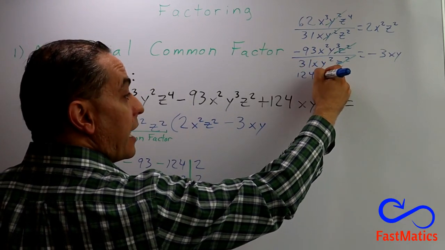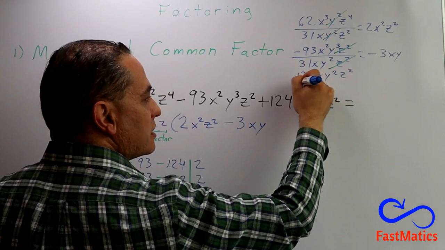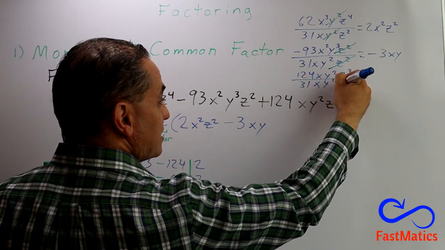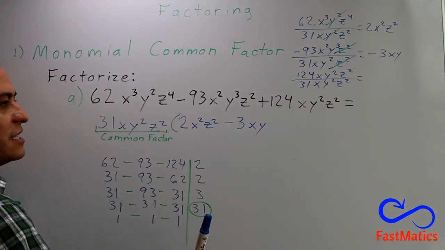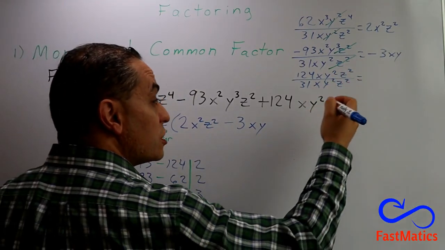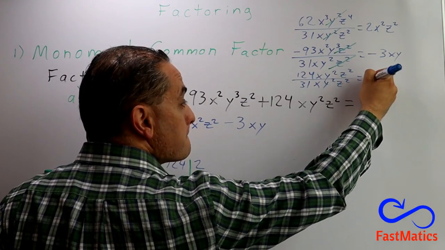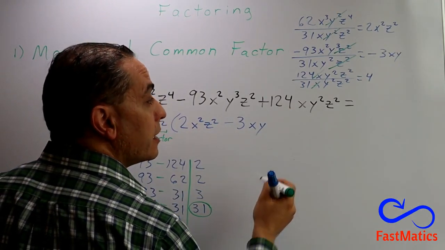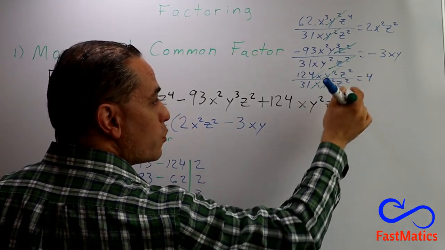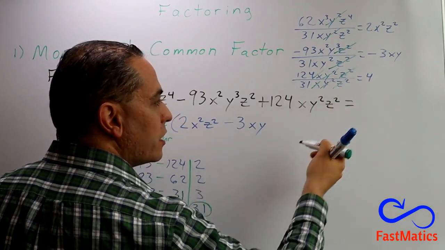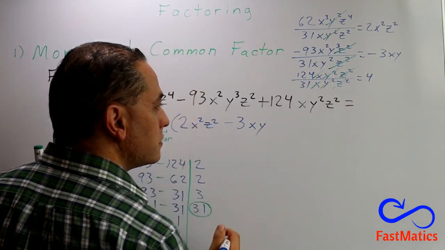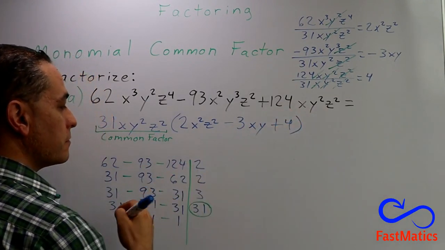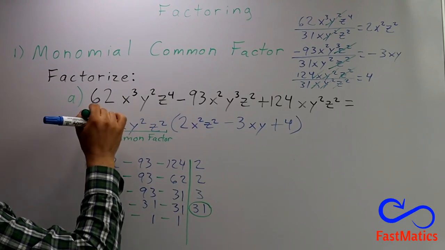Finally, I'm going to divide the third term by the common factor. 124 x y squared z squared divided by 31 x y squared z squared. And here I can see that 124 divided by 31 is 4. X divided by x, goodbye. Y squared divided by y squared, Z squared divided by z squared, all gone. Only 4 remains. And that's it.